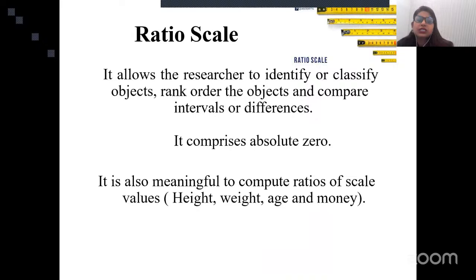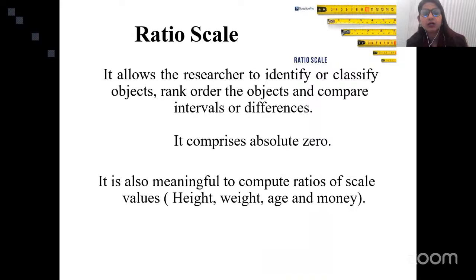Next is the ratio scale. The ratio scale basically allows researchers to identify or classify the objects, then rank the objects, and then compare the difference between the intervals. It includes nominal, ordinal and interval itself. But in ratio you have an absolute zero. Absolute zero means if I'm saying zero, zero means zero. For example, height cannot be zero, weight cannot be zero. So this is all about the ratio scale.